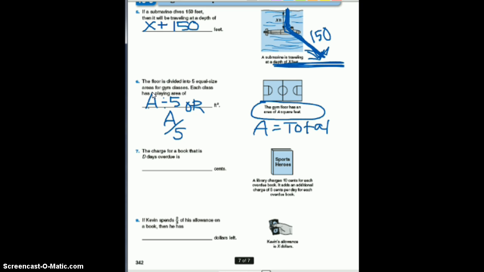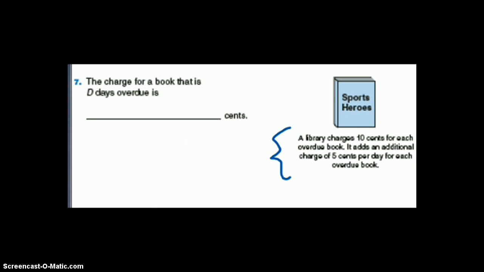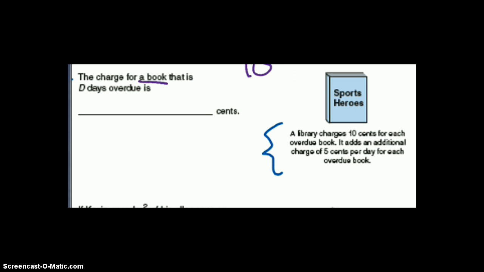Number 7, the charge for a book that is D days overdue. There's a lot going on in this one, so hopefully you pulled it apart. Maybe reread this little section right here really carefully. Okay, so check it out. I zoomed it in for you there. A library charges 10 cents for each overdue book. It adds an additional charge.